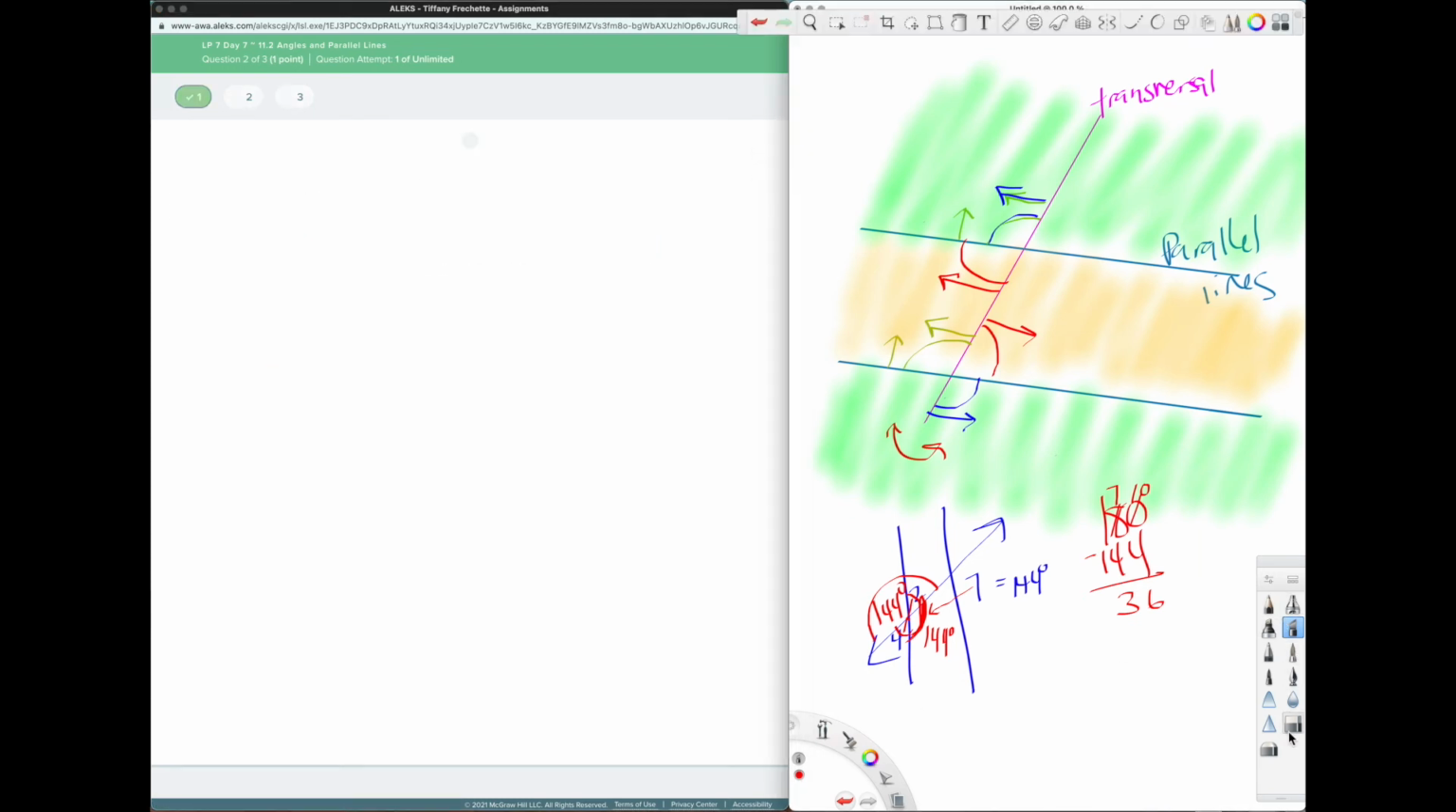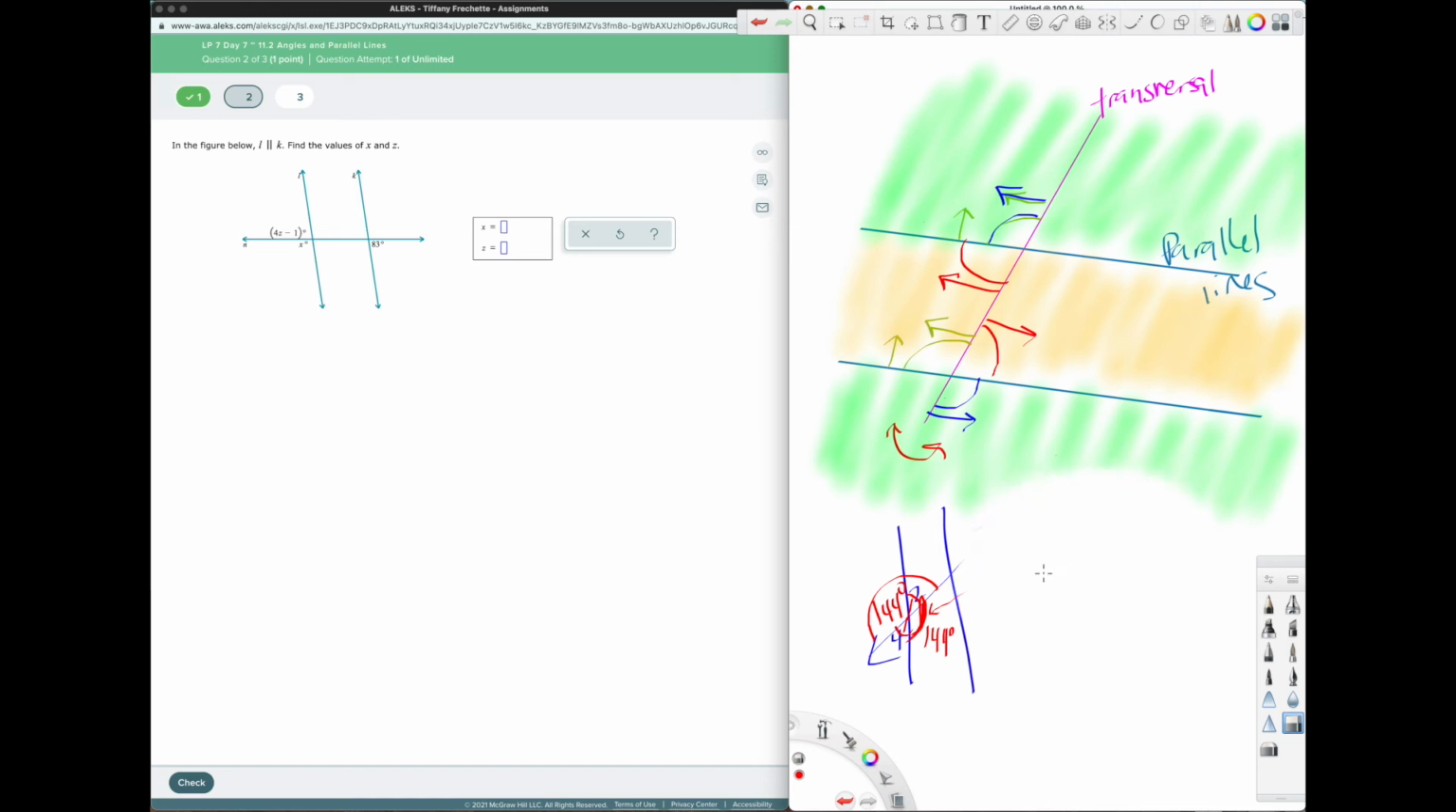I'll erase a little bit here. It's going to erase a little bit of my green, but that's all right. Okay, so this one says, in the figure below, L is parallel to K. If you notice, they're not using the word parallel anymore. They're using parallel symbols. So we definitely need to be able to recognize that. They're going to start to use symbols instead of the words. Find the values of X and Z. So I have 2 parallel lines and a transversal. I know that this guy is 4Z minus 1. This one's X and this one's 83.